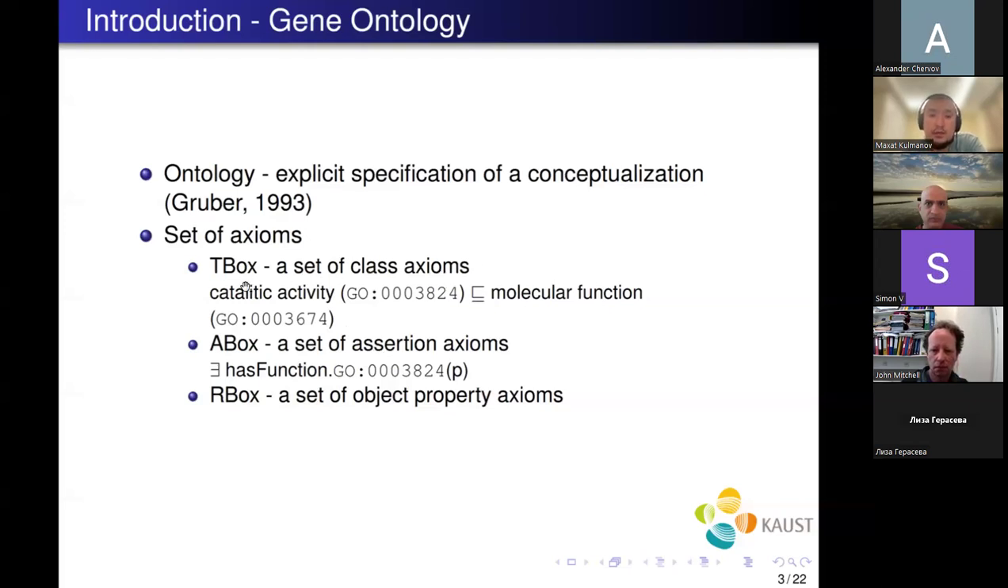You can assert, for example, in our case, when we describe functions, that an individual protein P has some GO function. There are other ways, of course. Relations can also stand in some relation to other relations, and these are described in R-box axioms, but there are very few of them in GO and in many other ontologies.